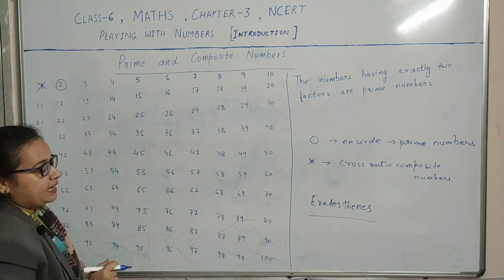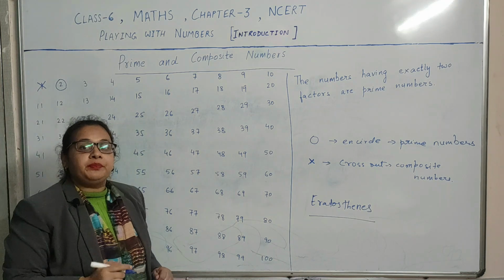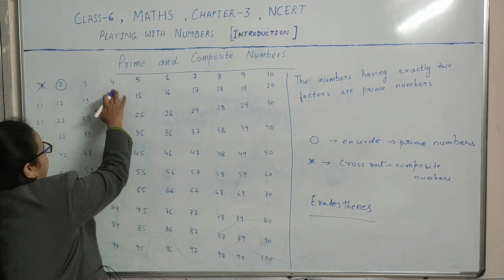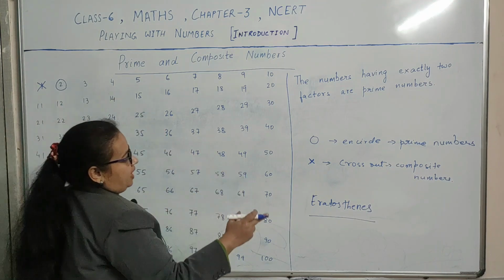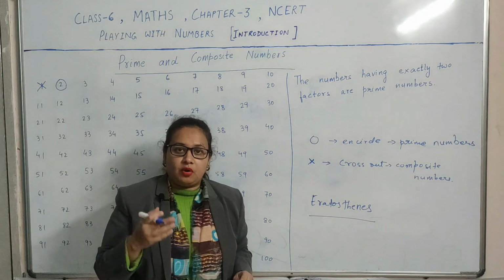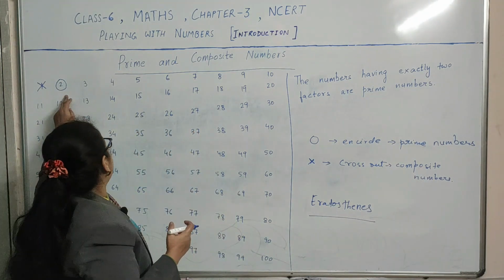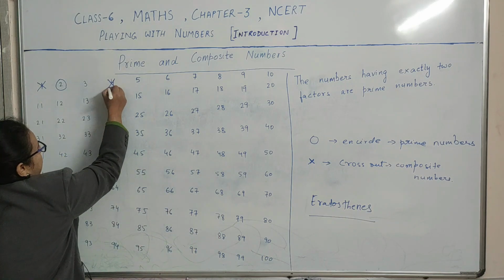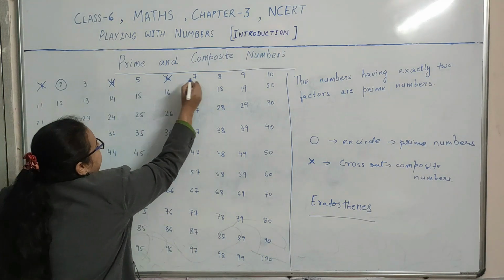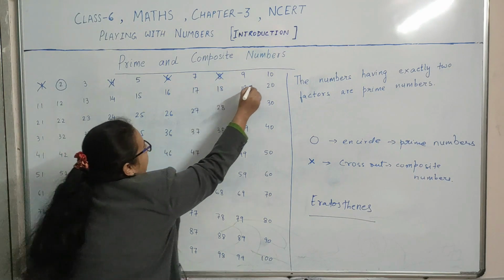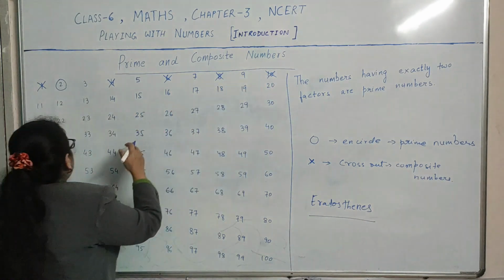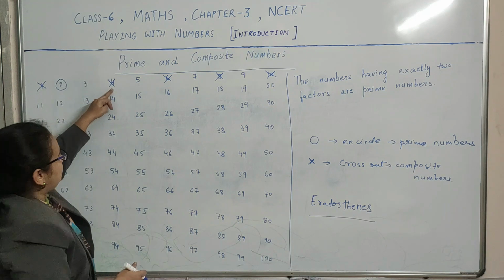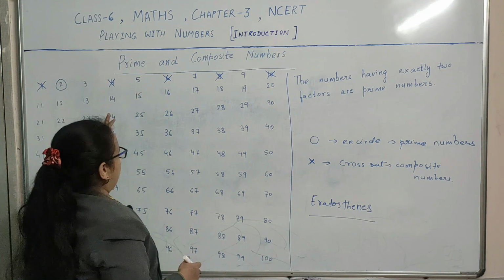Now what is the next step? The next step is we will cross out all the multiples of 2. See, the crossed out numbers are not the prime numbers. I will cross out 4, I will cross out 6, I will cross out 8, and I will cross out 10, because these numbers are the multiples of 2. So the next step is to cross out the multiples of 2.